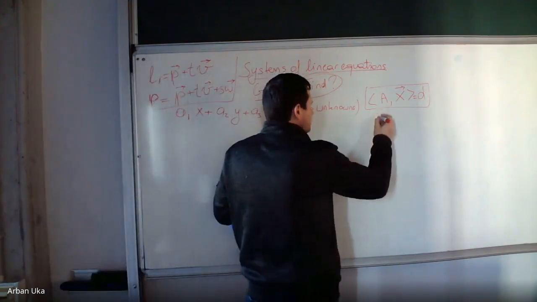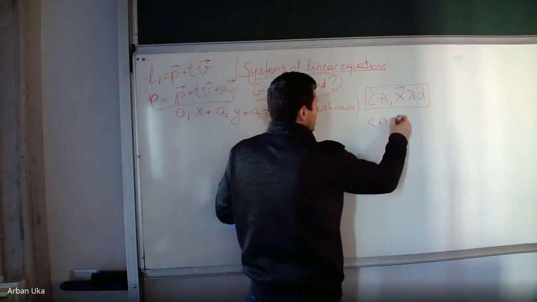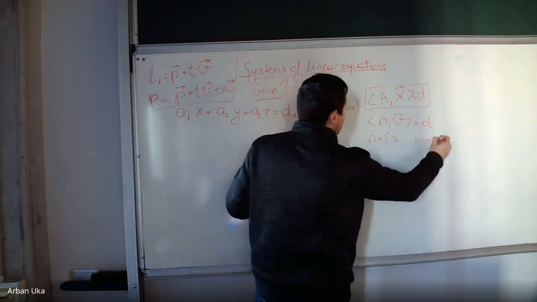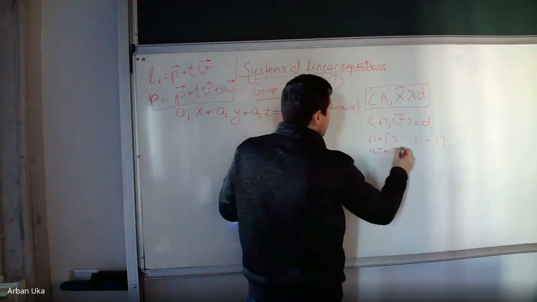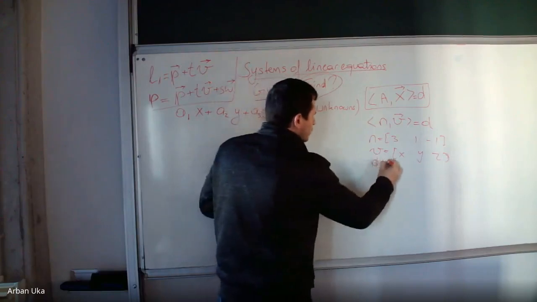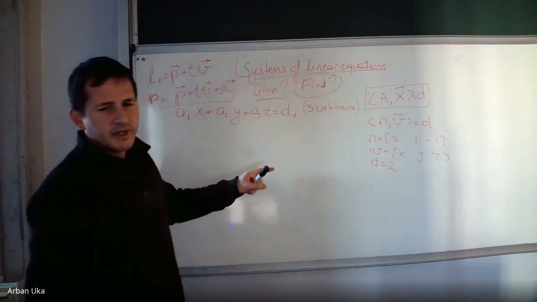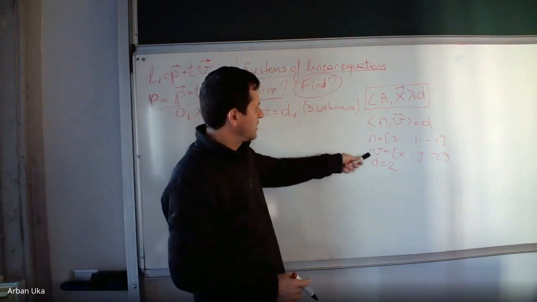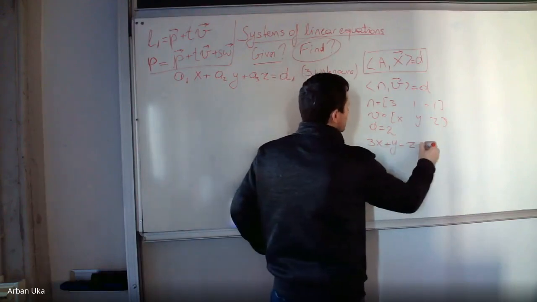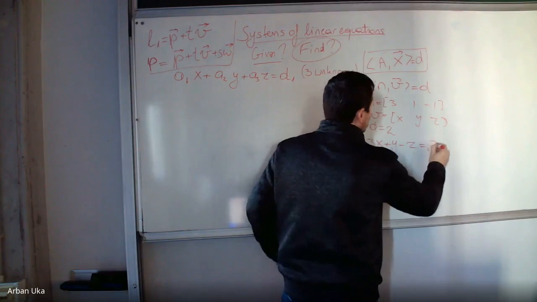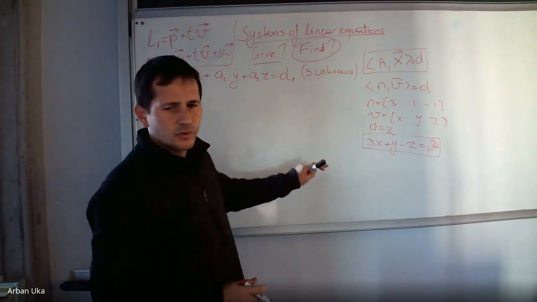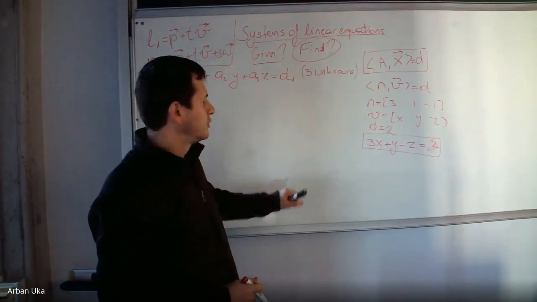Imagine, for example, that we used to write it like this: N dot V equal to D. N can be equal to 3, 1, minus 1. The vector V can be x, y, z. And D can be equal to 2. So what is the equation of a plane which is defined by this normal vector and this other variable? It is this equation: 3x plus y minus z is equal to 2. So we call this the equation of a plane. I hope we are all good with this one.